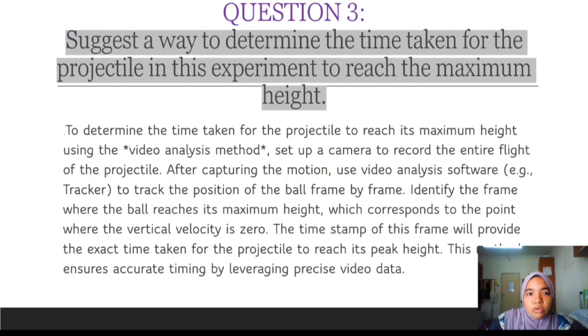Third question. Suggest a way to determine the time taken for the projectile in this experiment to reach the maximum height. To determine the time taken for the projectile to reach its maximum height, use the video analysis method such as the one in the previous question. Set up a camera to record the entire flight of the projectile. After capturing the motion, use video analysis software such as Tracker to track the position of the ball frame by frame. Identify the frame where the ball reaches its maximum height, which corresponds to the point where the vertical velocity is 0. The timestamp of this frame will provide the exact time taken for the projectile to reach its peak height. This ensures accurate timing by leveraging precise video data.